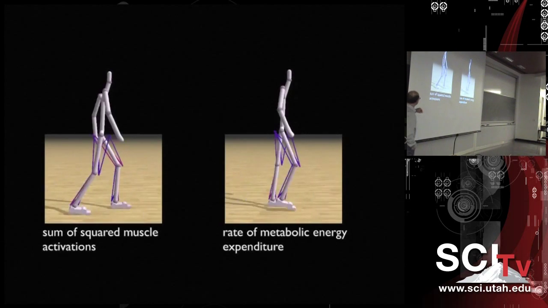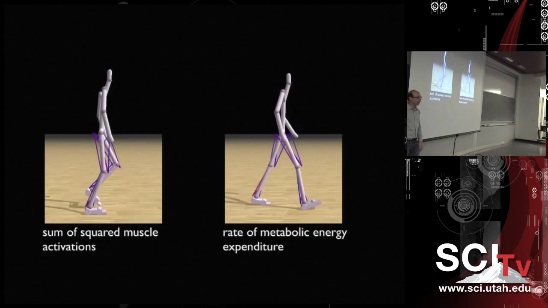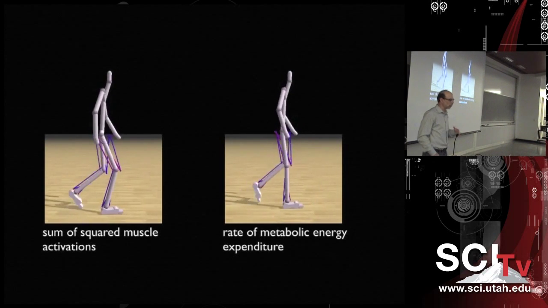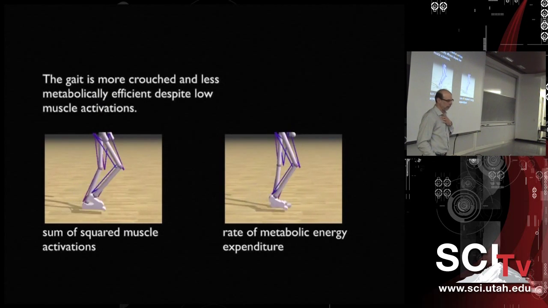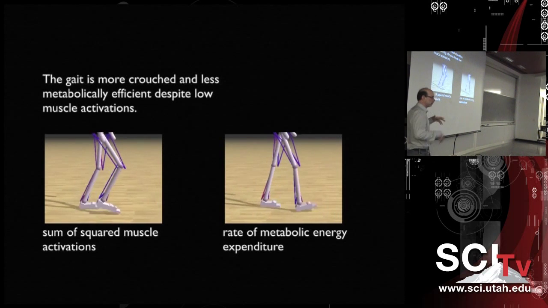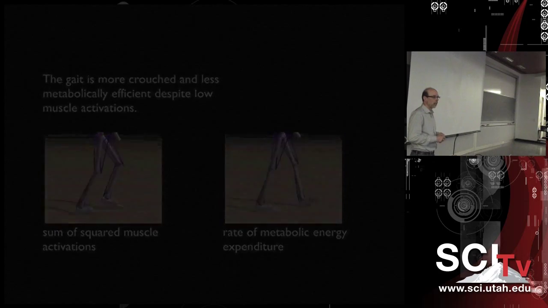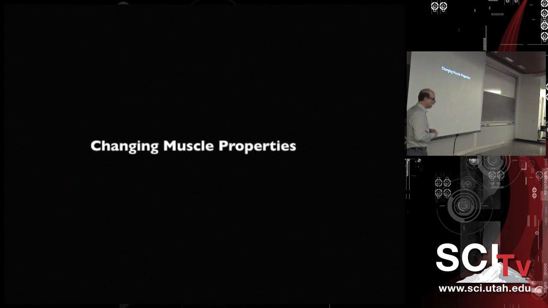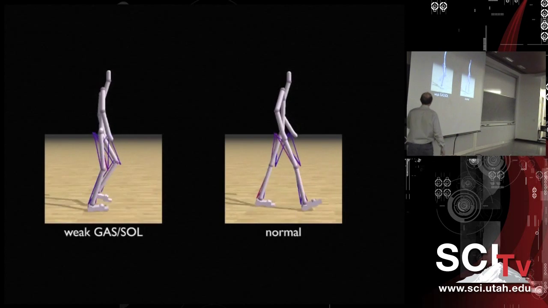We tried minimizing the sum of squared activations, and you again get this kind of crouch gait. It's energetically costly and doesn't look natural. Even though we're minimizing the activations of muscles, we're not minimizing the metabolic cost, whereas on the right, we minimize metabolic cost. The other thing you can do, once you have a predictive controller, is weaken muscles.